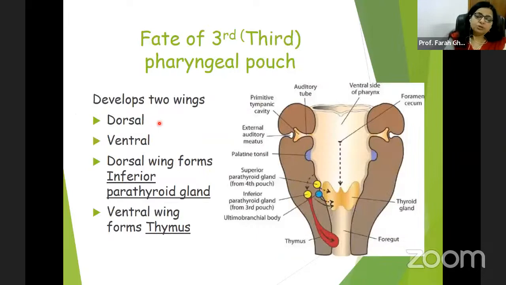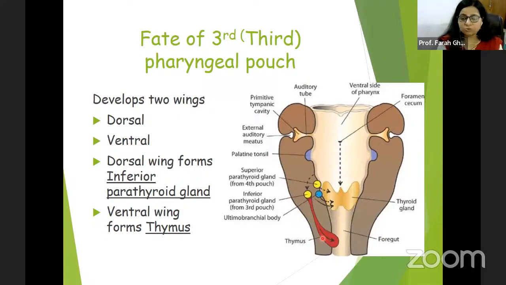Coming to the third pharyngeal pouch. Now, the third and fourth pharyngeal pouches both develop into a dorsal wing and a ventral wing. The dorsal wing is basically responsible for the formation of the inferior parathyroid gland. See, dorsal wing and ventral wing. So the dorsal wing is forming the inferior parathyroid gland. It is from this region that it is migrating down, along with the thymus that is formed from the ventral wing. When the thymus is carried down in the anterior mediastinum, it carries along with it the dorsal wing structure also, that is the inferior parathyroid.